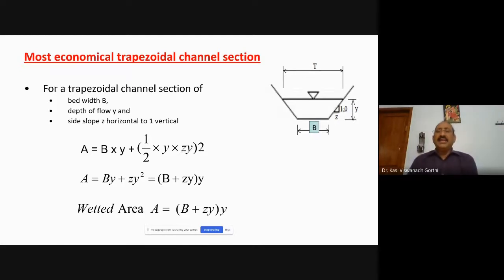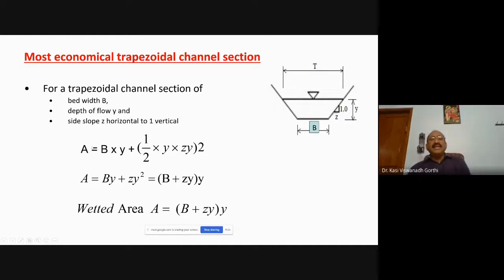If Z horizontal to 1 vertical is there, for every 1 vertical, Z is horizontal. For Y vertical, ZY is the horizontal. That means the horizontal extension in the top width will be ZY on one side, another ZY on the other side. So what will be the total top width? B plus ZY plus ZY, or B plus 2ZY is the total top width for a trapezoidal channel section. So for a trapezoidal channel section, bed width is B, depth of flow is Y, and the side slope is Z horizontal to one vertical.